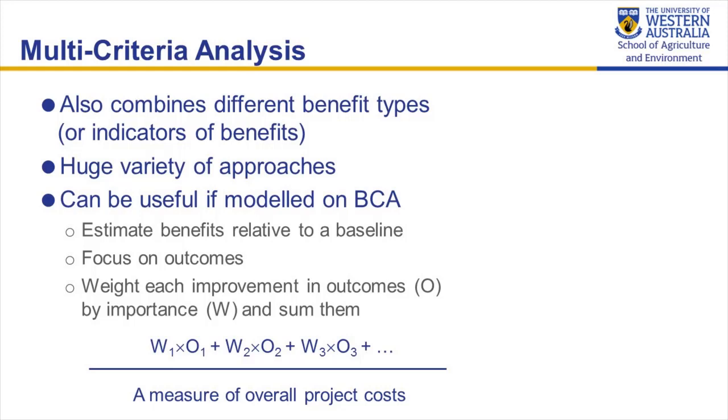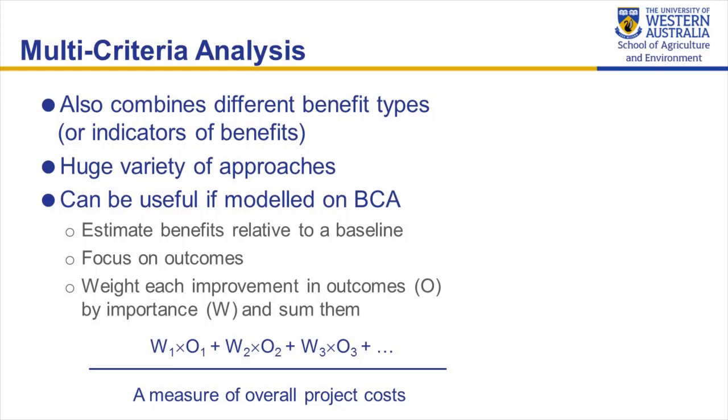The really quite good end of that spectrum is when they're more like a benefit cost analysis. They don't necessarily have to go to the monetisation step, but they're structured and a bit rigorous, a bit like a benefit cost analysis, in that they estimate their benefits by comparing a project to a baseline. That's really important. I'll come back to that, as I've said. Not all MCAs do that, unfortunately. They focus on outcomes rather than indicators of intermediate steps. And they weight those improvements in outcomes by some sort of weighting that expresses their importance.